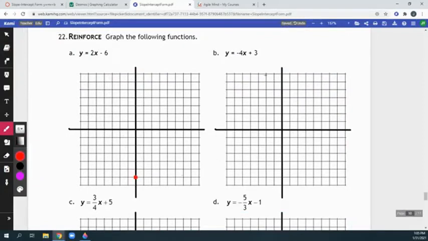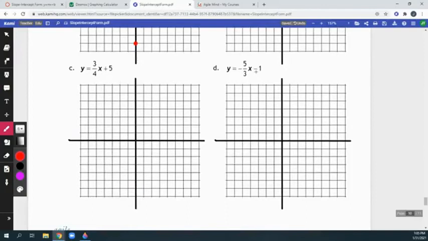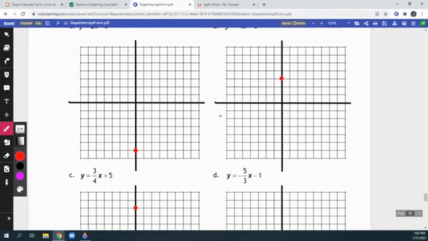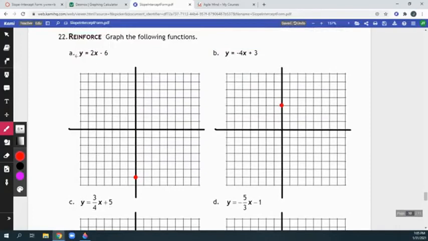You know what? I'm going to mark all of the B's, the intercepts first. 3. This y-intercept is negative 1. This y-intercept is 5. So now I know where they go through the y-axis. Now I just have to talk about how steep they are. So now we'll do that one in purple or something.